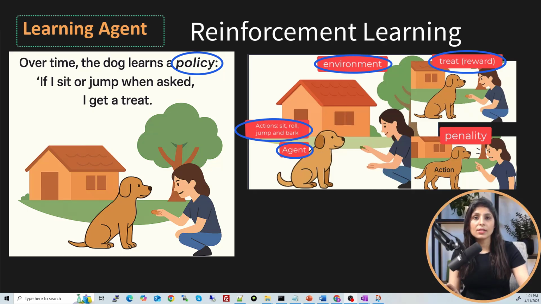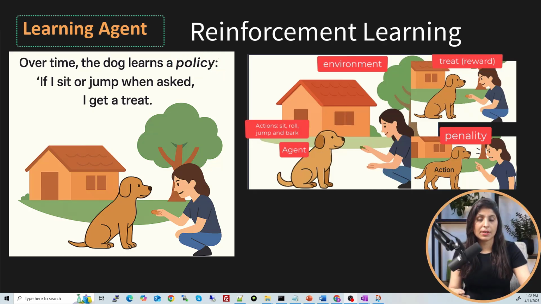So once we understand these concepts, then I'll show you how to make a learning agent. So in my next video, we will understand these concepts in detail. Once we understand these concepts, after that we will move to the practical implementation.